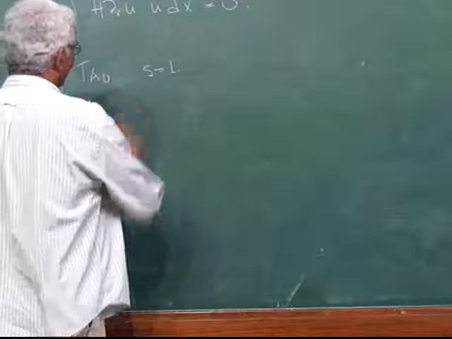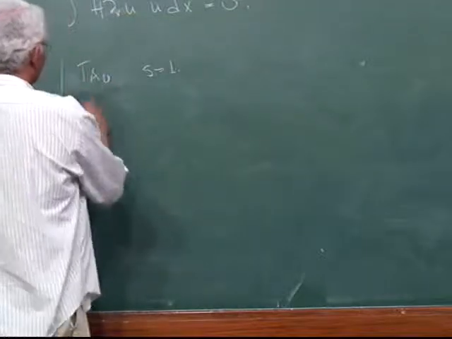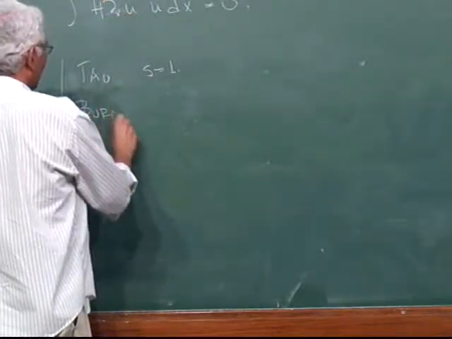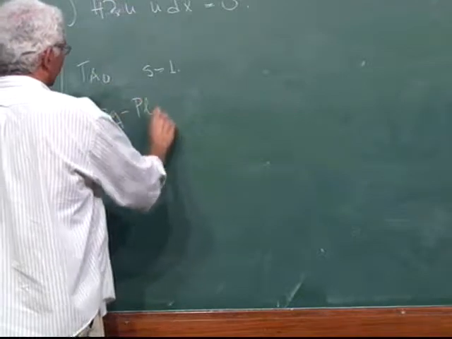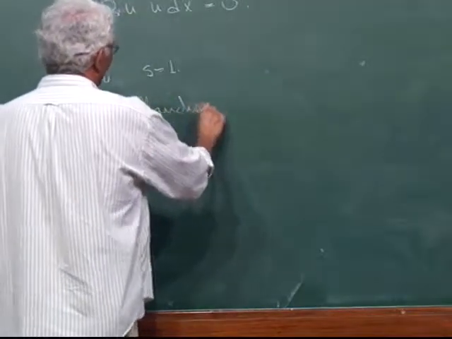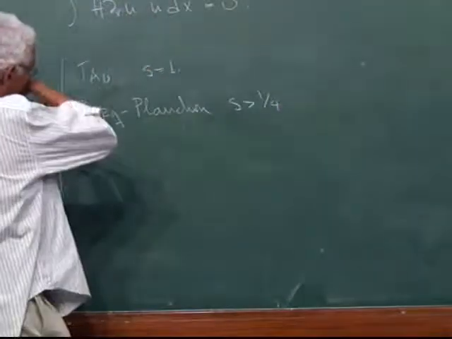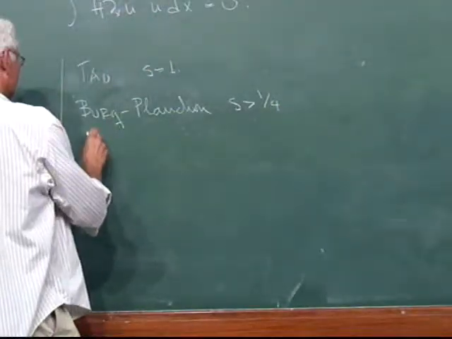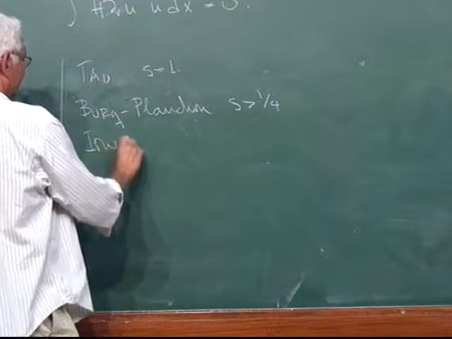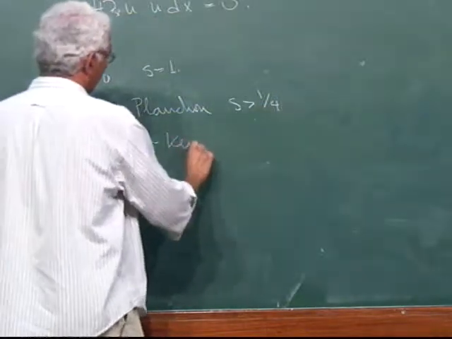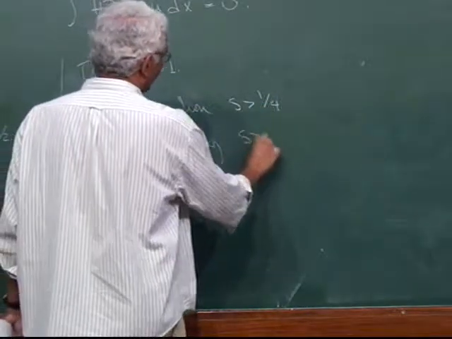I understood that there. Okay, it came out that you can refine his argument, and Burq and Planchon proved that s > 1/4 is enough to prove that. And then Ionescu and Kenig proved s larger or equal to 0.